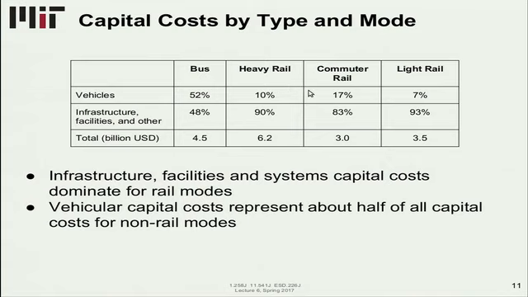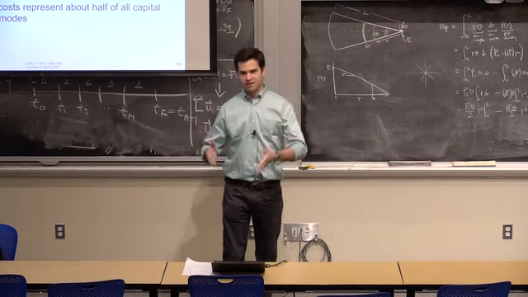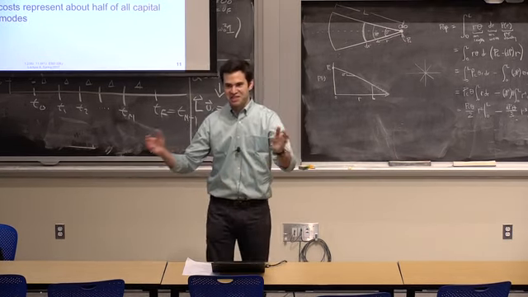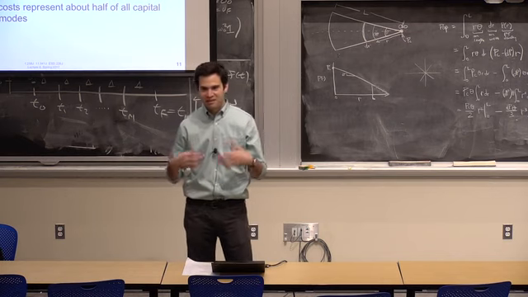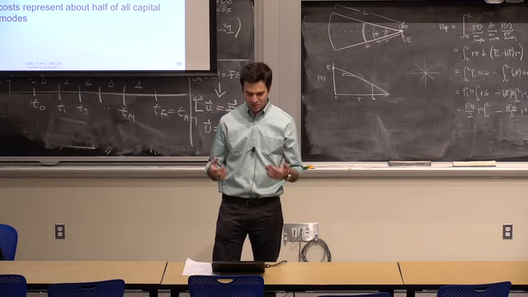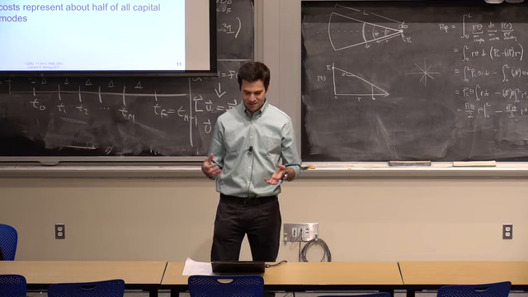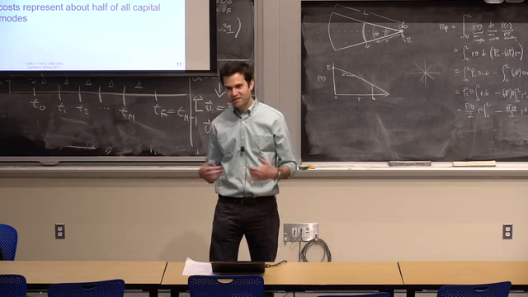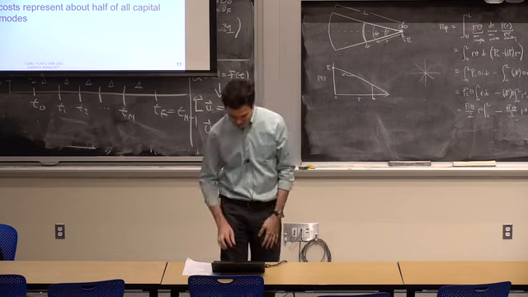When we look at rail, the percent spent on vehicles is much lower. It's about 10 to 20%, 7 to 20% in this case, depending on the specific rail mode, and closer to 90% is spent on infrastructure and facilities. That makes sense, right? You have to put in rail, you have to build stations. The maintenance yards are more expensive, so these are bigger projects. To the extent that the right-of-way is a subway, then you have to dig, and so it's very expensive.